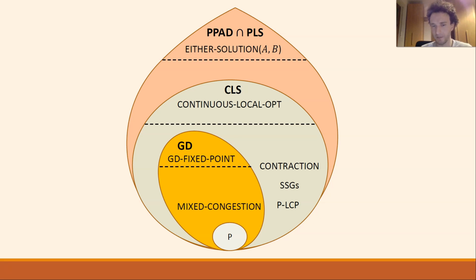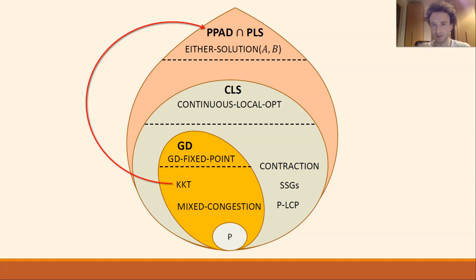It's a special case. It's not too hard to show also that mixed congestion lies in GD. But what we do is that we study a problem in GD, which we call KKT, which is the problem of finding a stationary point of a continuously differentiable function over a compact domain. It's not hard to see that it can be solved by gradient descent. Finding a stationary point, that's exactly what gradient descent is good at. So we study this problem KKT, and we show that it's not only GD hard, not only CLS hard, but as it turns out, it is PPAD intersection PLS hard.